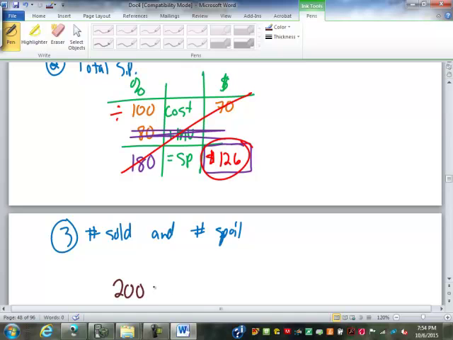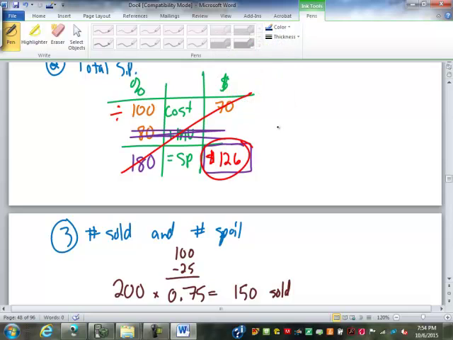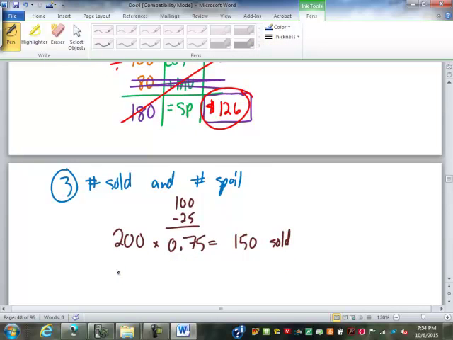Well, we have the 200 that we produced. And of course, we said what percent spoil? 25, right? So 100 minus 25 is going to be 75%, or 0.75, which is going to give us 150 sold. Now to find the number that's spoil, we could just take 200 minus that, or we could do the 200 times 0.25, the 25% that's spoil, to get 50 that's spoil. Either way, they better add up to 200 when we're done, right?